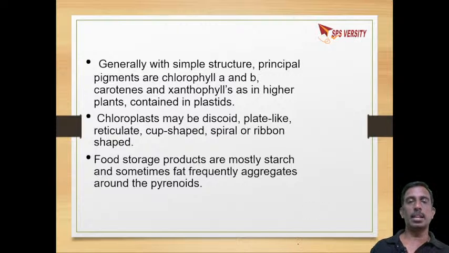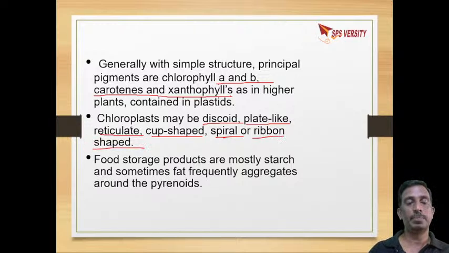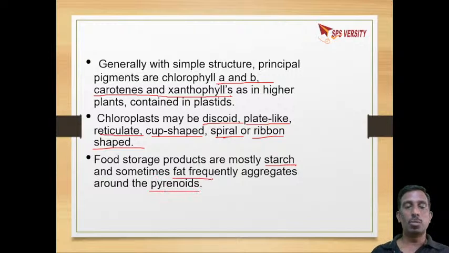They have the pigments chlorophyll A and B, along with carotenes and xanthophylls, just equivalent to plant plastids. The shape of the chloroplast differs from species to species: disc shape, plate like, reticulate or net like, cup shape, spiral, ribbon shape. Food is stored in the form of starch, in structures called pyrenoids. Sometimes fat is aggregated around this starch.